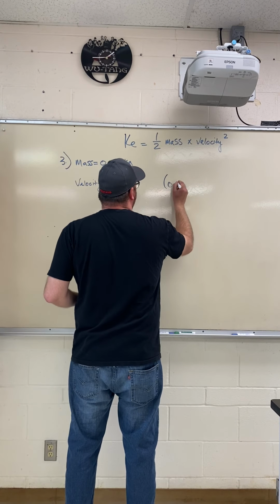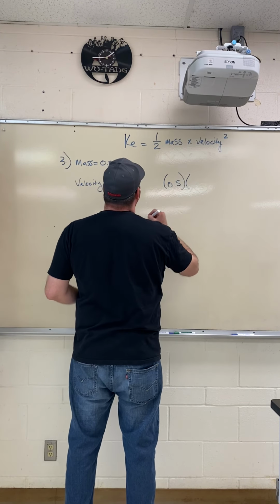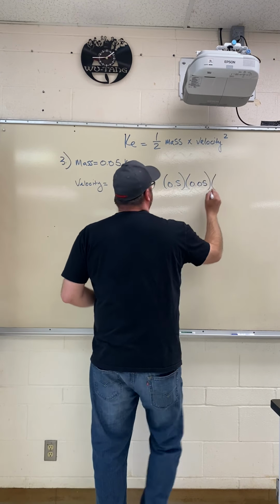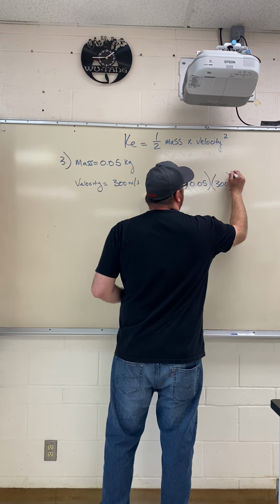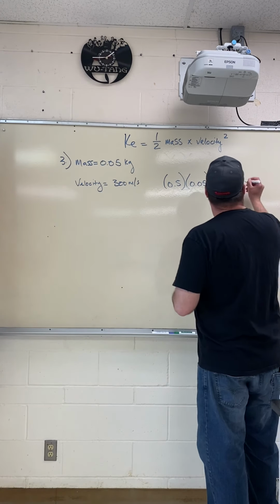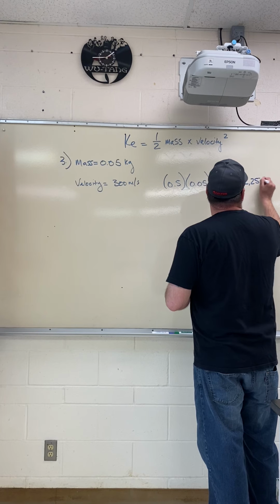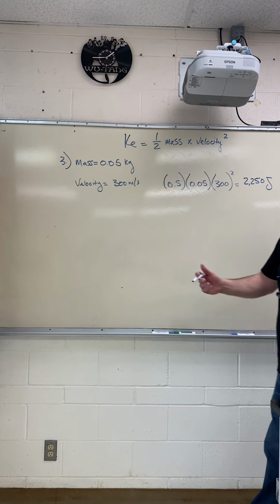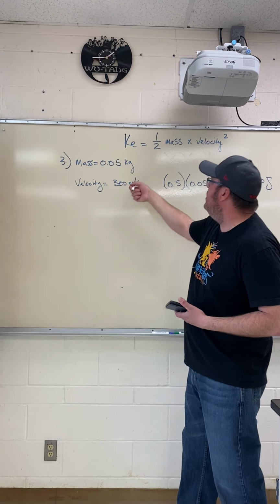So let's set up our problem again. I got 0.5 times my mass of 0.05 times 300 squared. Now, I'm going to let you guys solve for that really quick. Well, I solve for it. And if you got 2,250 joules of energy, you would be correct. So this is how we solve just directly forward when we have our mass and we have our velocity given, and we just use this formula.